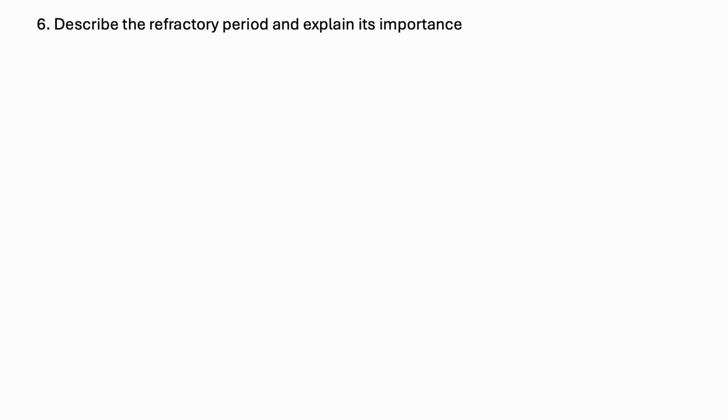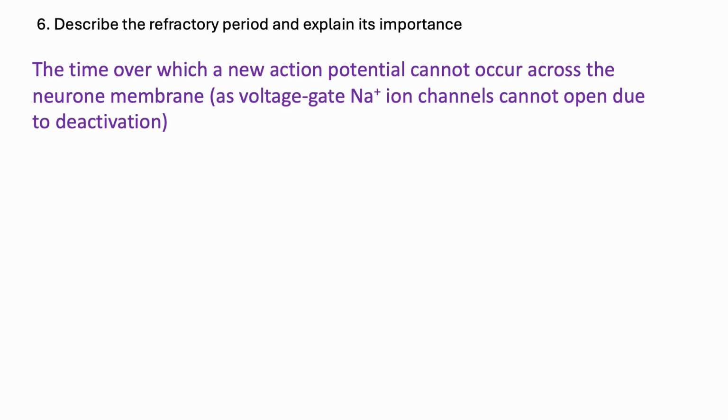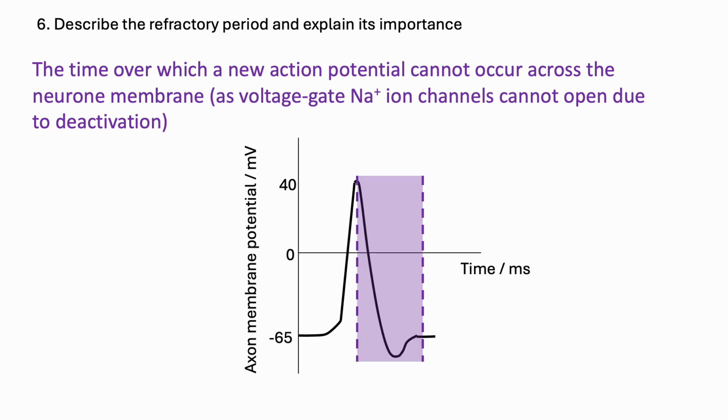Okay, question 6. What is the refractory period? Explain its importance. So the refractory period is this. There's a short period of time where the voltage-gated sodium ion channels can't open, they are deactivated. And we can show that on the graph of an impulse, and it's the purple shaded area here. That is the refractory period, from the peak of the action potential when the membrane is depolarized to the early phase of repolarization, or that resting potential.